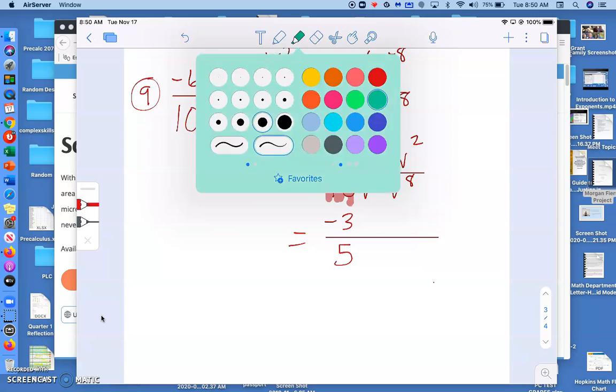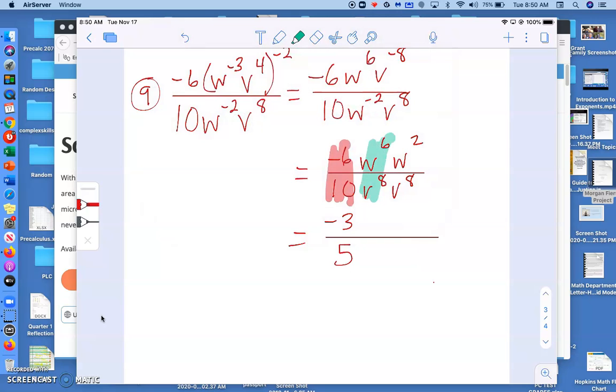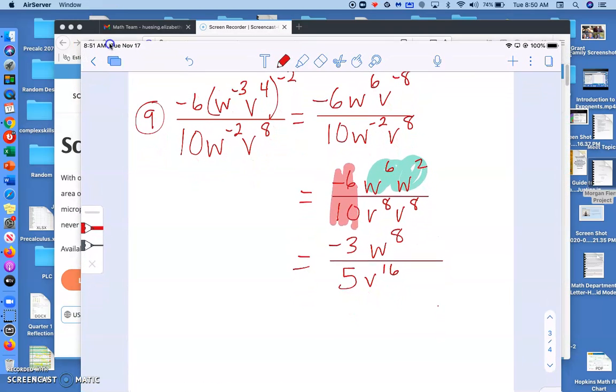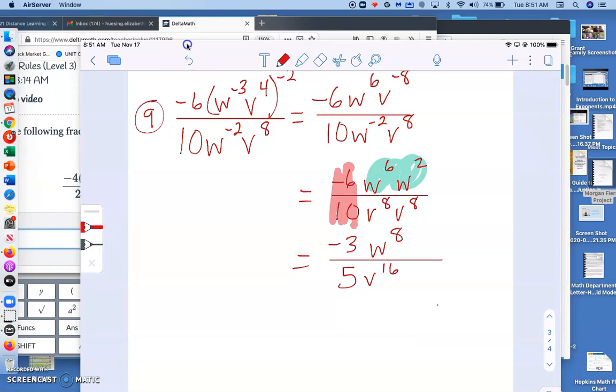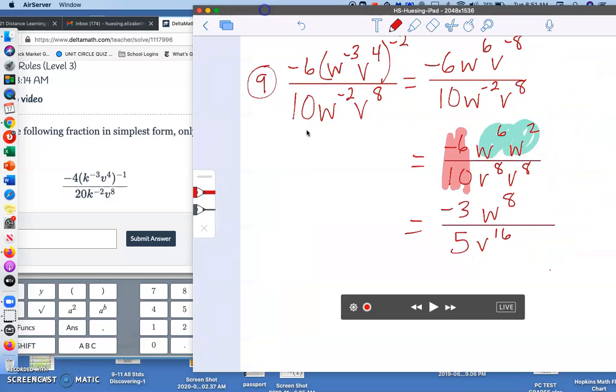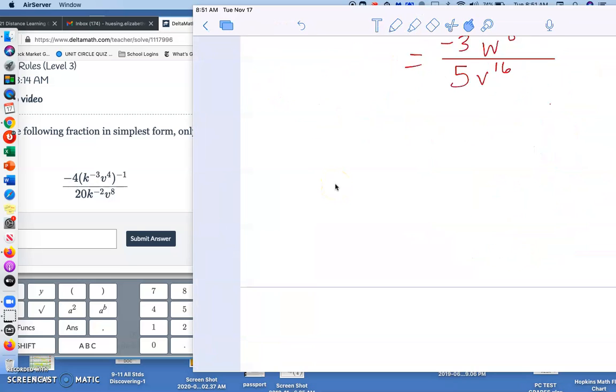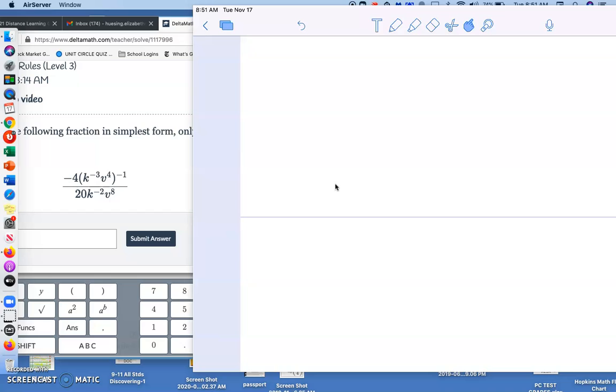Now if we take a look at 6 and 8, oops, that's a v and a w. So if we just look at our w's, they're both on top. So that would be w to the 8th, v's on the bottom, v to the 16th. Now one side note here, I want to double check something when entering it into Delta Math. So let's take a look at this one here on Delta Math real quick, just to make sure we're okay with how to enter it on there.